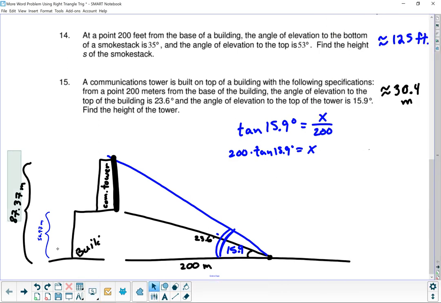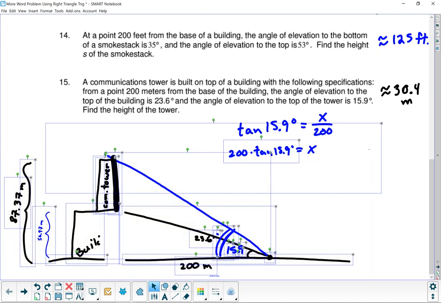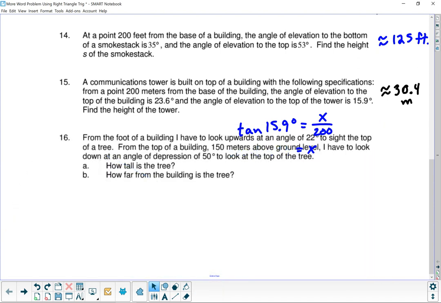Okay, and then let's do the last one. I think that one there was a typo on it. Not a typo, but typed it out backwards.